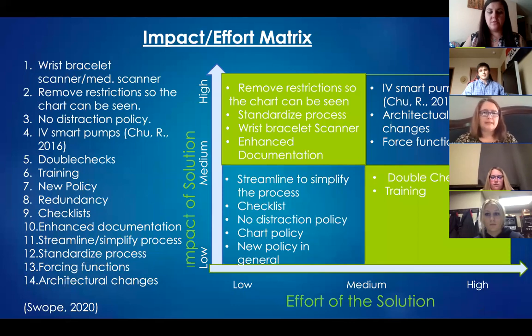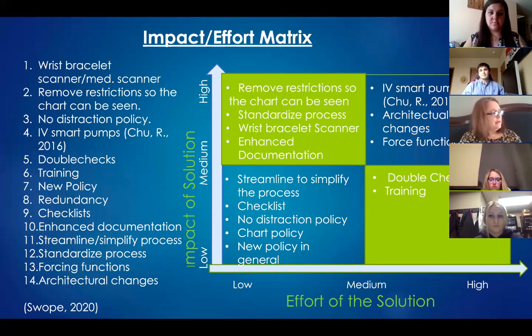This is our impact and effort matrix. On the bottom, it's the effort of the solution, and then going up the y-axis, it's impact of the solution. So is it high impact? Is it low impact? In the lower left, we have the quick fixes, and that would be to streamline, to simplify the process, checklist, no distraction policy, a new chart policy, and maybe some new policies in general.